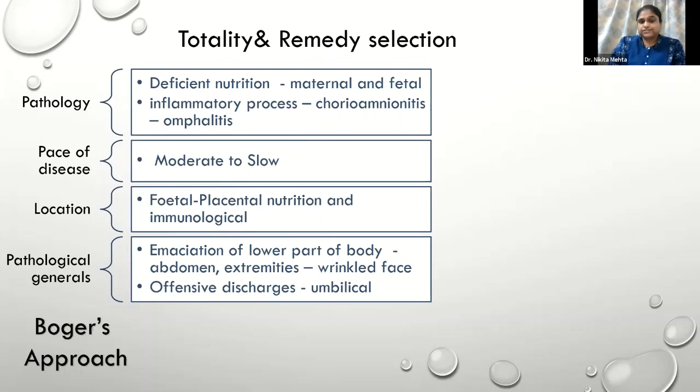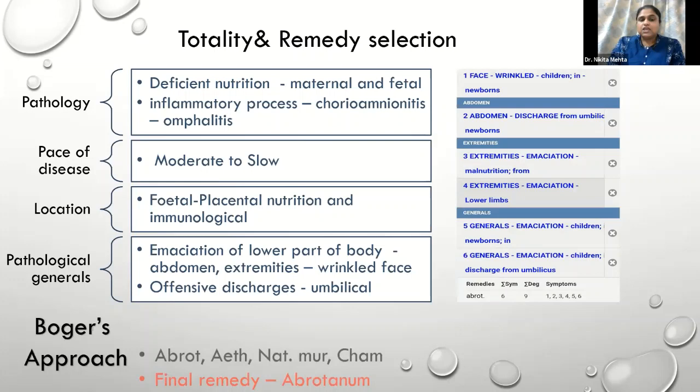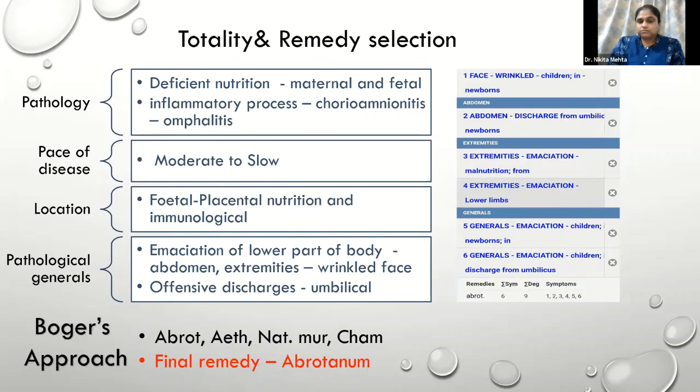On repertorization, Abrotanum, Arethusa, Natrum muriaticum, and Chamomilla came up, but only Abrotanum is the remedy which covers the emaciation of the lower limbs due to malnutrition in newborns who present with a wrinkled face. This is given in Farrington's Materia Medica, Allen's Keynotes, and references were also taken from Clarke's Materia Medica. And so Abrotanum was finalized as the remedy.